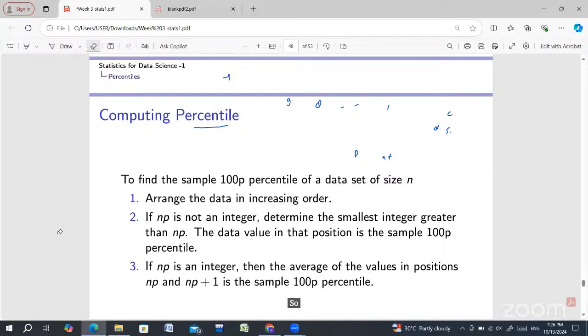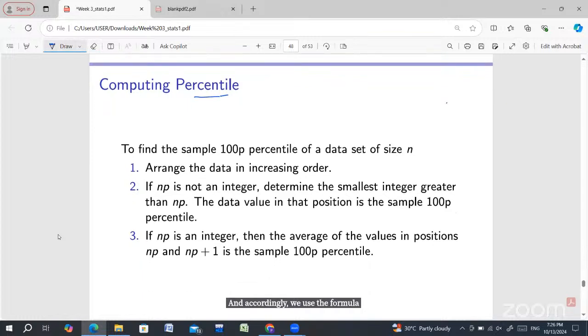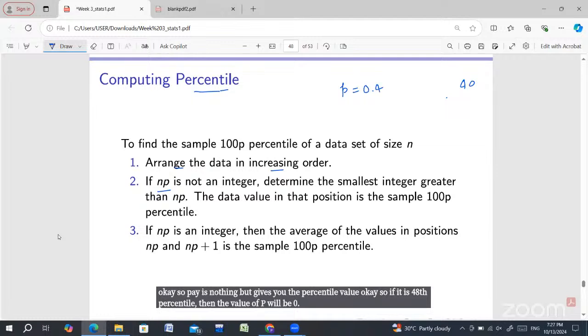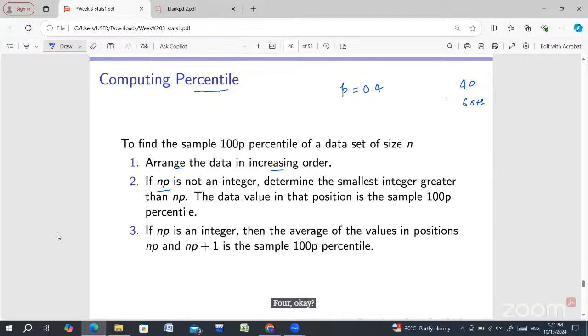First of all, we find the number of observations, which is n, and accordingly we use the formula. To find the sample 100p-th percentile of a data set of size n, arrange the data in increasing order. Then we find the value of np. Here p gives you the percentile value. If it is the 40th percentile, then the value of p will be 0.4. If it is the 60th percentile, then the value of p will be 0.6. That's why we write it as the 100p-th percentile. So p lies between 0 and 1.